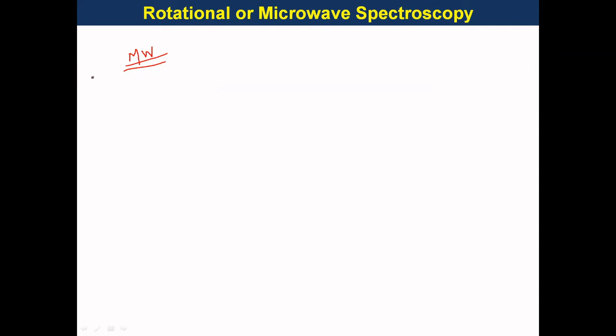These spectra are shown by molecules which possess a permanent dipole moment. For example, HCl, carbon monoxide, water vapor, nitric oxide, etc. Those molecules having a permanent dipole moment are microwave active. Homonuclear diatomic molecules such as hydrogen, chlorine, etc. do not have a permanent dipole moment. Hence, they are microwave inactive.